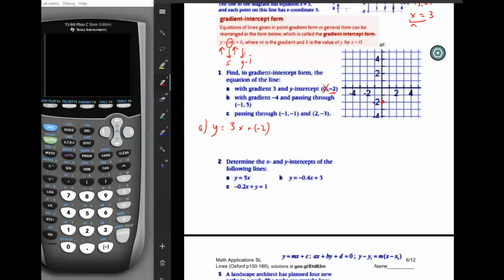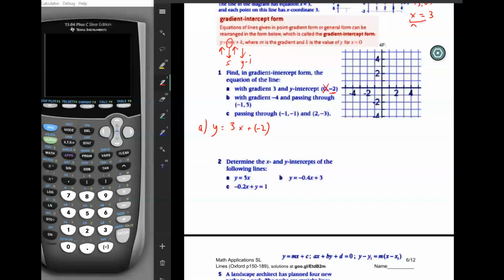Part B says, give in gradient intercept form the equation of a line with gradient -4 and passing through -1, 5. Ooh, that's pretty tricky because they're giving us information which doesn't give us the y-intercept directly. So let's use a picture to help us do that. And we're going to learn a different way to do it in a couple pages. But for now, let's just do it with a graph, shall we?